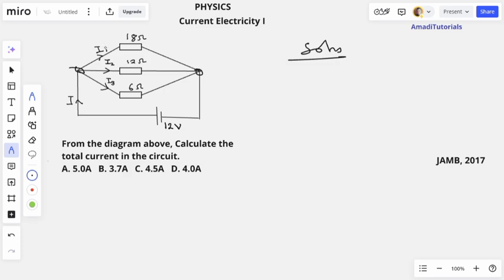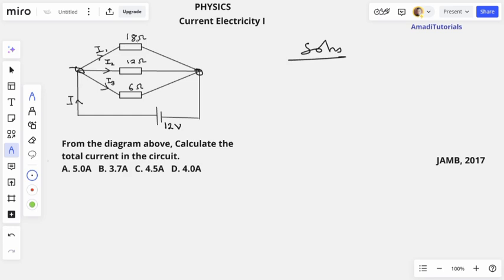But the current that will be passing through each of them will be different. That's why you see the labels I1, I2, I3, meaning that the currents are different. The current will depend on the magnitude of the resistance. And here I means the total current. So when a current is drawn from this battery, as the current comes to this terminal, it will share into three, depending on the size of the resistance.